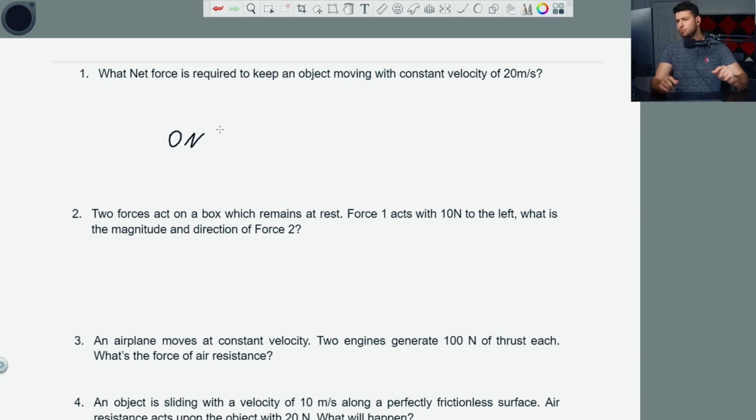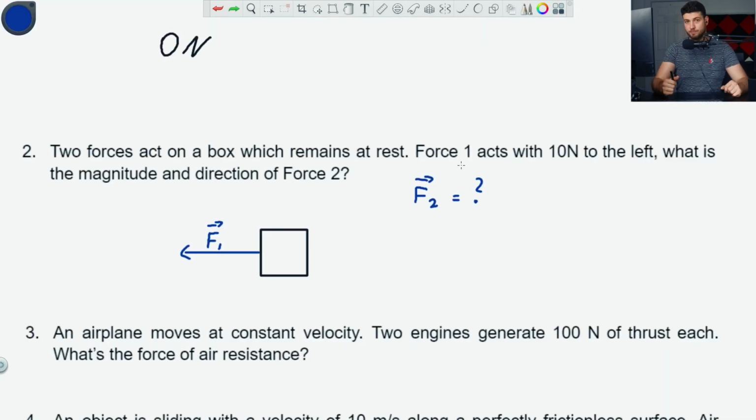Question 2. Two forces act on a box which remains at rest. Force 1 acts with 10 newtons to the left. What is the magnitude and direction of force 2? Okay, let's make a drawing. Okay, here is the drawing. So, let's start from what we have given as the information. We know that the box remains at rest. The first thing that should come to our mind is that the net force, F net, is 0, right?